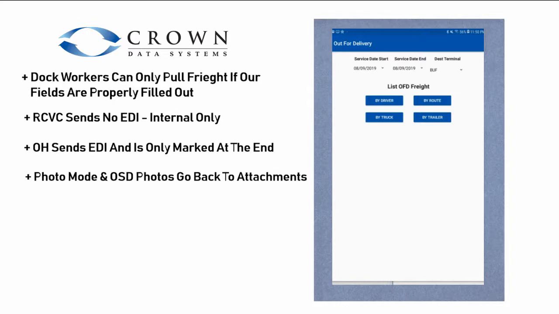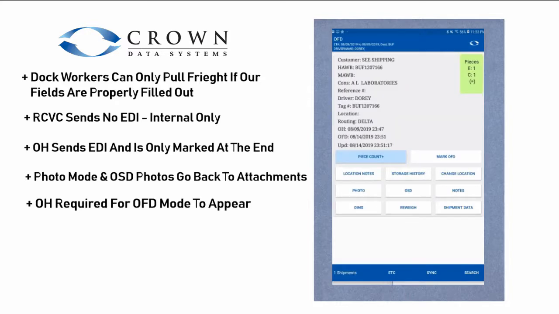It functions similarly to receive and on hand, but if you have a driver, truck, trailer, route, or any combination of the four, you can prompt your dock workers to update your OFD status for you as they load the outbound truck. The freight should already be on hand at the time they do this, but it's important to remember that you can only see on-handed freight in this mode.